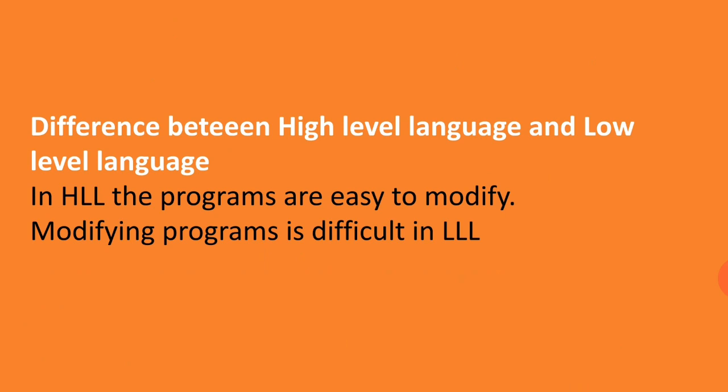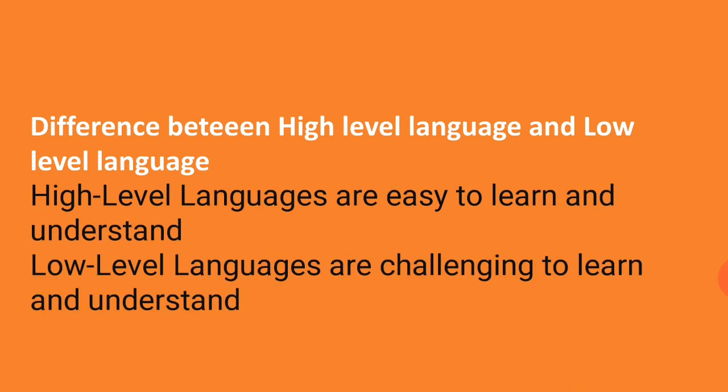Now difference between the high level language and the low level language. In high level language, the programs are easy to modify because they are always written in the simple English. Now modifying program is difficult in low level language. Reason? Because it uses the 1 and 0 when it comes to machine code, and it uses certain symbols when it comes to assembly language. So both are low level languages.